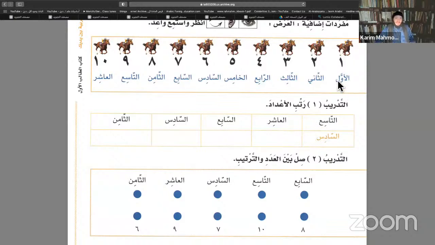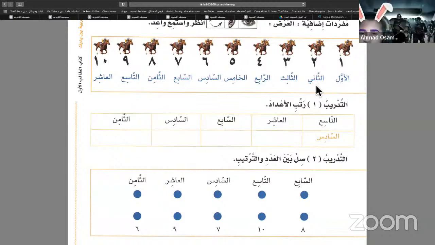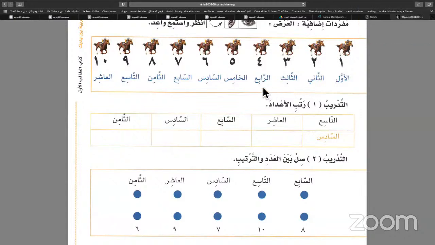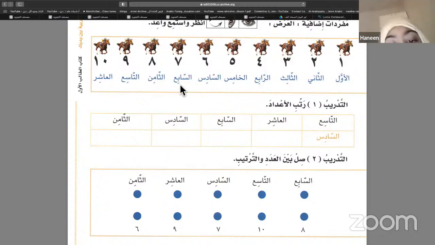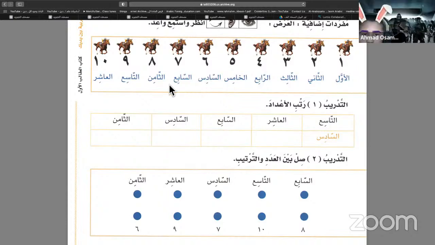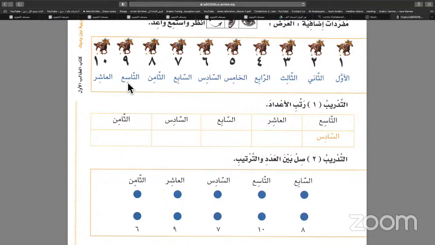All right. Let's say them together. الأول. الثاني. الثالث. الرابع. الخامس. السادس. السابع. الثامن. التاسع. العاشر.